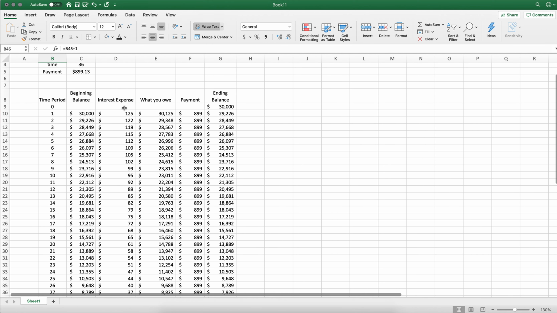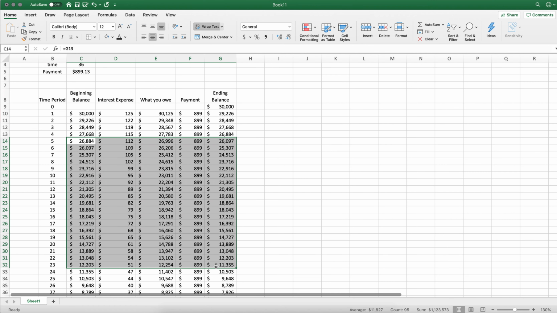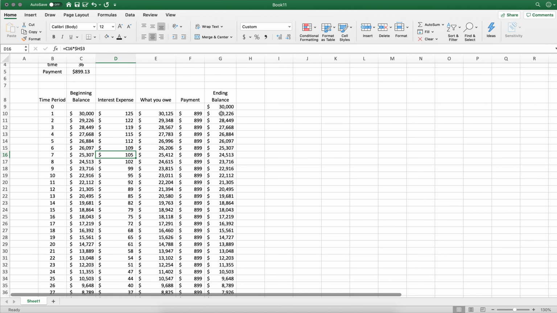Okay, so in the first month, when we make our first payment, our interest expense is $125. We owe $30,000, our interest plus our beginning balance. We made a payment, and our ending balance is what we owe minus the payment. Each month, we are going to have a different amount of interest expense because our payment is just large enough that the balance declines the next month.